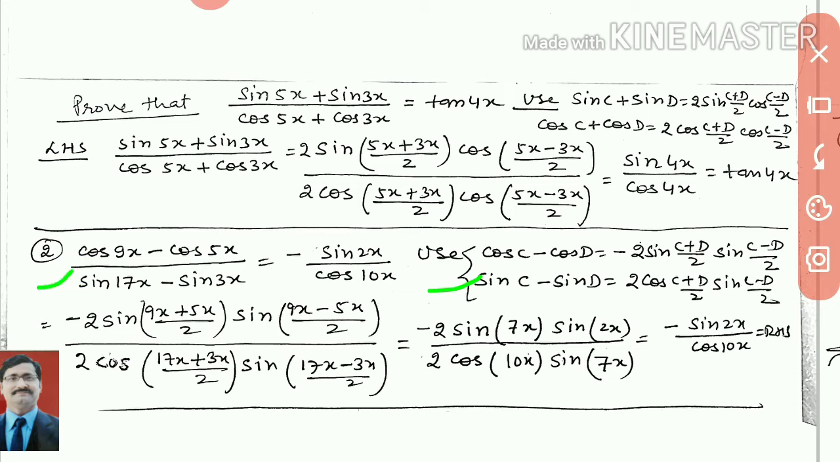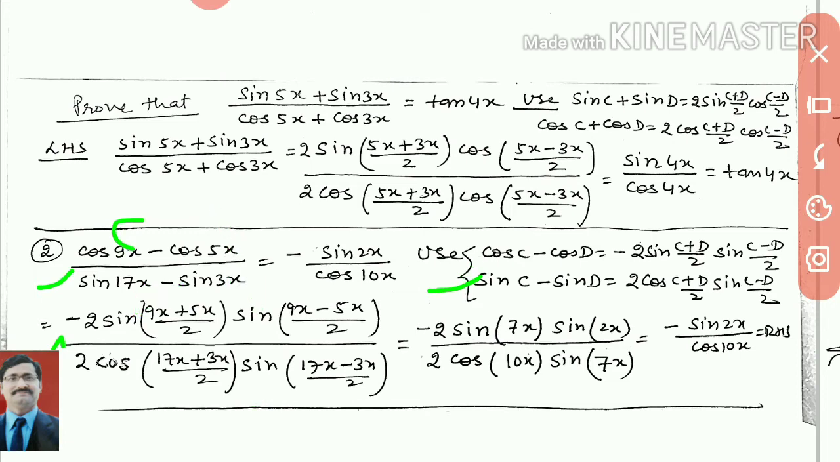So look here, when you use the first formula in the numerator, you get minus, this c is 9x and d is 5x, so you get minus 2 sin (9x plus 5x) upon 2, sin (9x minus 5x) upon 2. In the denominator, 17x is c and 3x is d, so you get 2, and you use the second formula: 2 cos (17x plus 3x) upon 2, sin (17x minus 3x) upon 2. Now you will solve here.